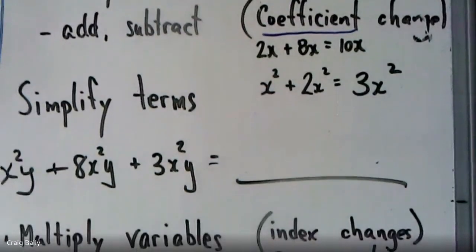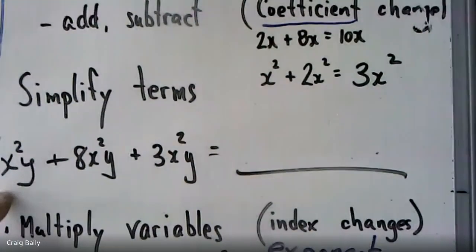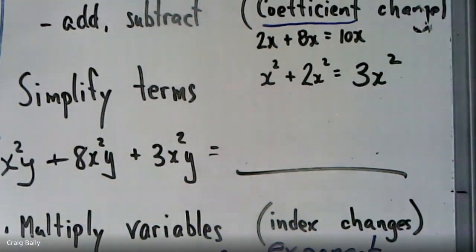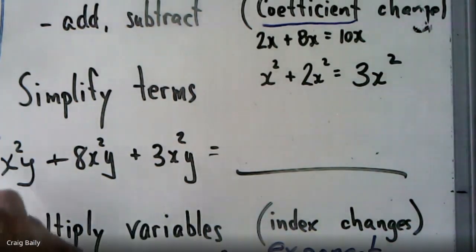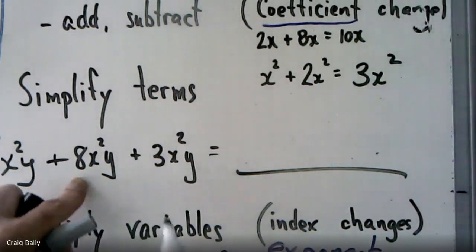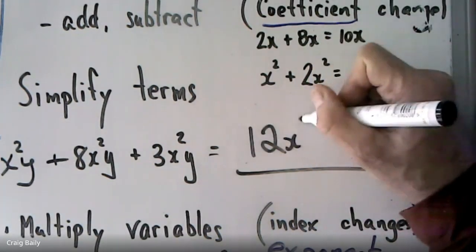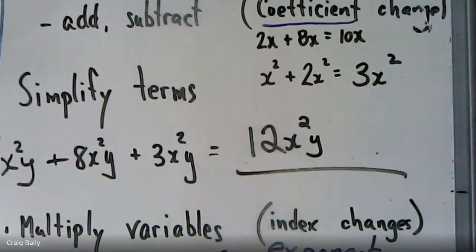So it doesn't matter even if they get a bit more complicated. X squared y plus 8x squared y plus 3x squared y. These are like terms. They've all got x squared y. That is 1x squared y plus 8 is 9 plus 3 more gives us 12x squared y.